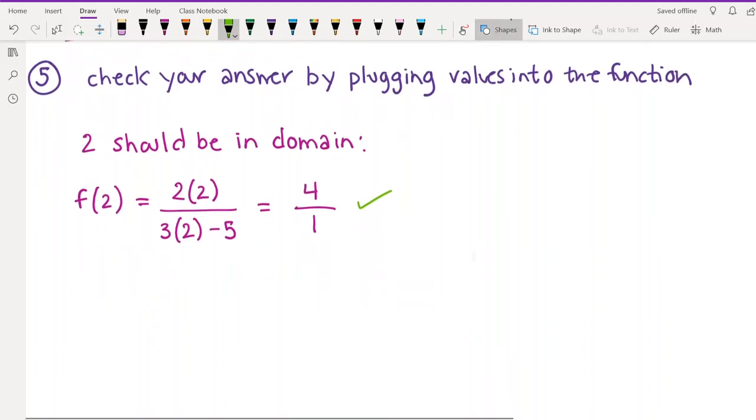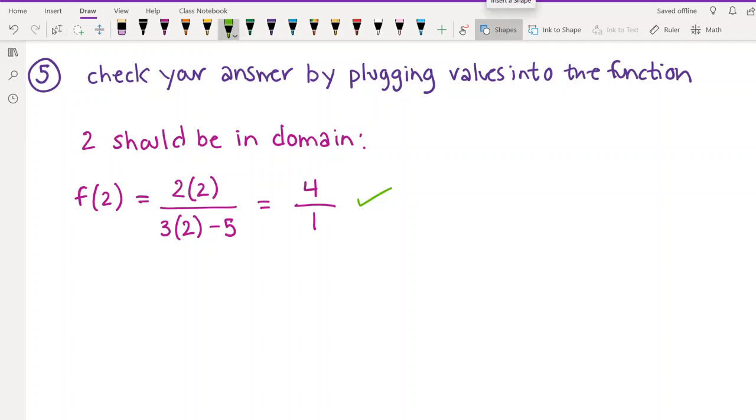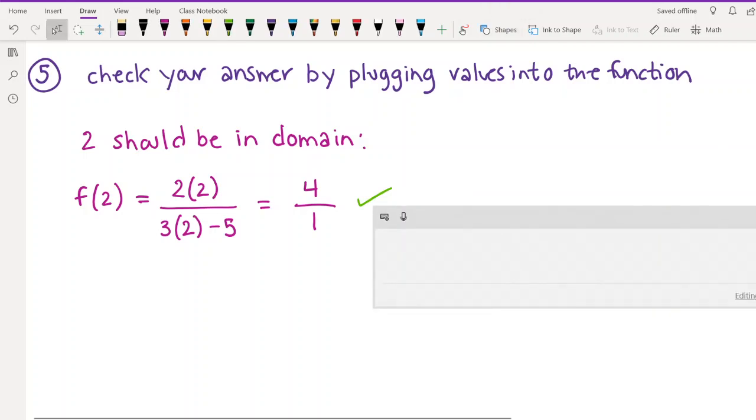And then in this case, there's really only one number that is not in the domain, right? The only number that's not in the domain is 5/3. And so that's really the only number that we can plug in to check not in the domain.